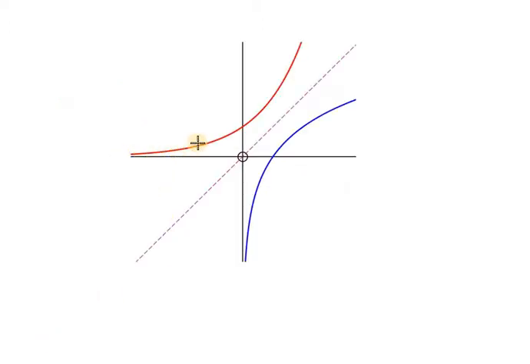Graphically, the red curve is the exponential curve, which has a horizontal asymptote here. When the exponential curve is reflected in the line y equals x, we get the log graph here. This is the inverse function, and the log graph has a vertical asymptote here, and our line here is the line y equals x. Any graph reflected in the line y equals x gives rise to the inverse function.